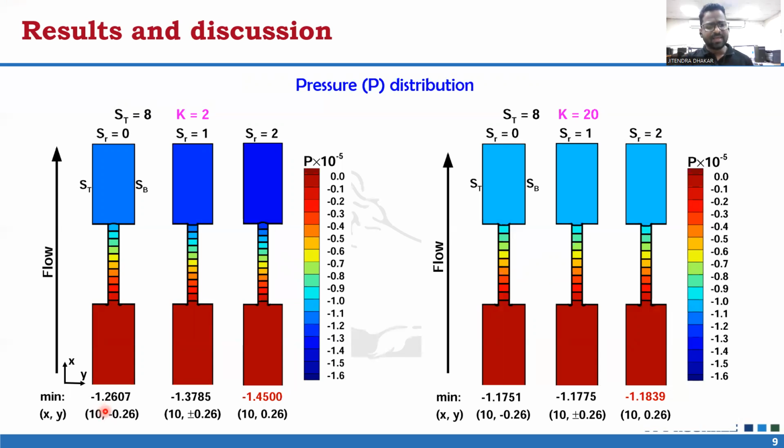Absolute value of the P increases with increasing SR from 0 to 2, because increasing in the SR enhances the electrostatic force near the wall, that increases the wall stress and resists the flow. So the pressure drop increases with increasing SR. And the absolute value of the P decreases with increasing the inverse length K from 2 to 20. Why? Because K is inversely proportional to the EDL thickness. So increasing in the K decreases the EDL thickness, that decreases the pressure drop.